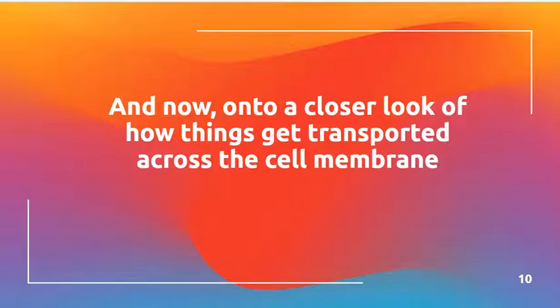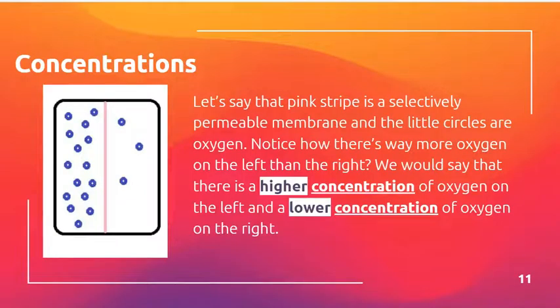And in order to understand how things move across the membrane, you have to understand concentrations, okay? So we're gonna pretend that this rectangle right here is like a cell or something. And this little pink line is a membrane, a selectively permeable or semi-permeable membrane. And the little circles are oxygen. So where is there more oxygen? There's more oxygen on the left side, very clear to see. So we would say there's a higher concentration of oxygen on the left side and a lower concentration of oxygen on the right side. Okay, very easy, cool.